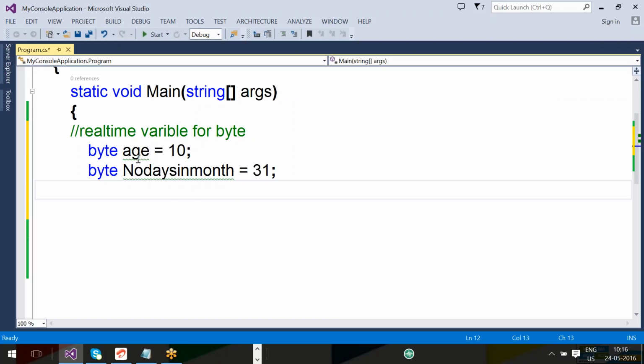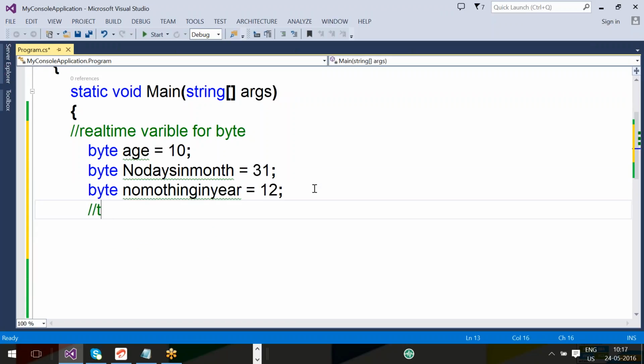Number of months in a year. Yeah, number of months here. Very good. Byte: number of months in a year is 12. Right. Like that, guys. Now I am giving one task for you. All the tasks you remember. Task for you.